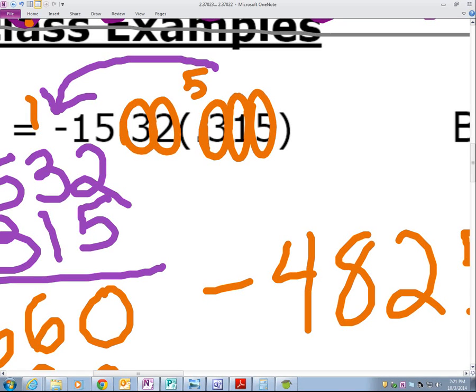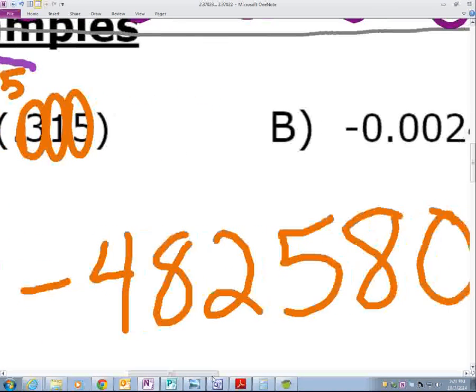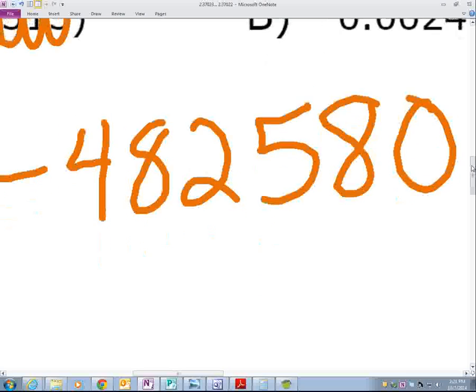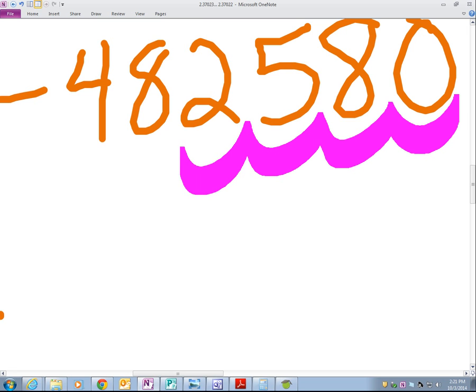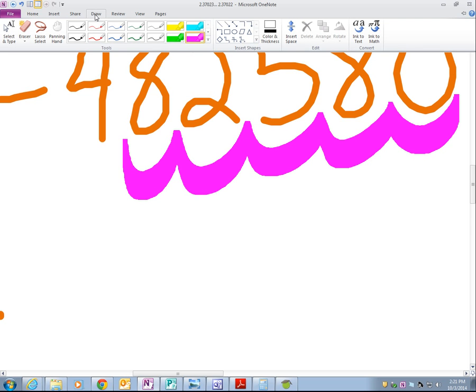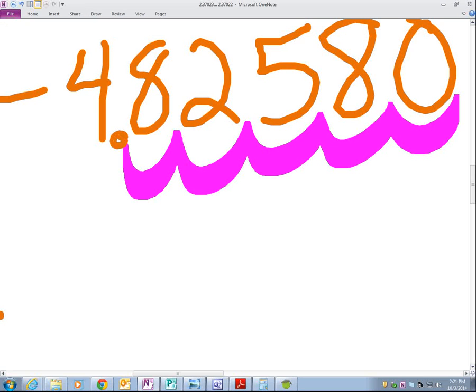5 decimal places. So we are going to take this number here, which is absolutely gigantic. And we're going to take the decimal place from over here. And how many times did we find out? Good. 5. So we go 1, 2, 3, 4, 5. And I'm going to put that decimal place right here. So the answer is negative 4.8258.